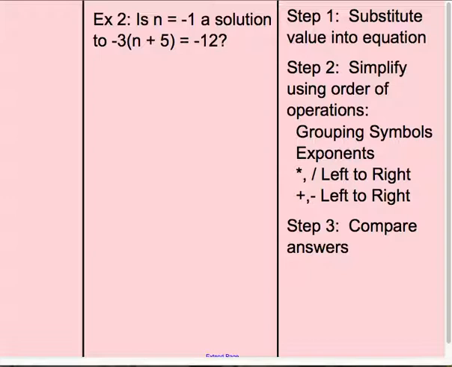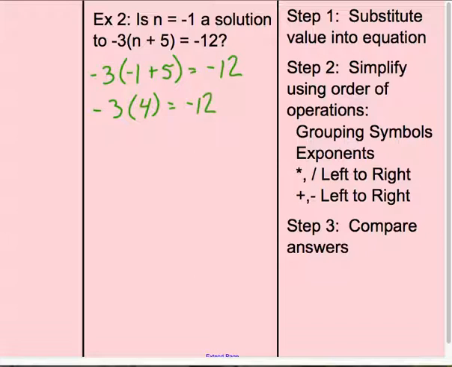All right, step 1, substitute the value into the equation. So substituting -1 in for n. Step 2, simplify using order of operations. And as a reminder, any grouping symbols is what I evaluate first. I've got some grouping symbols, my parentheses, so I'm going to simplify what's inside there first. -1 plus 5 is 4. Exponents, I don't have any.